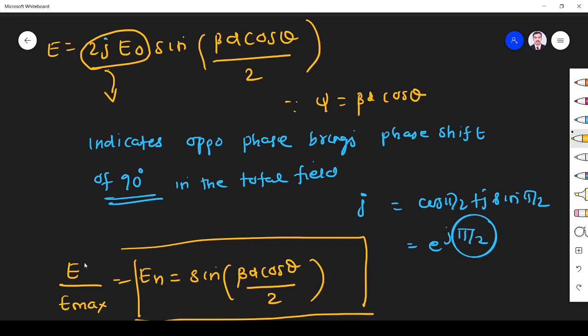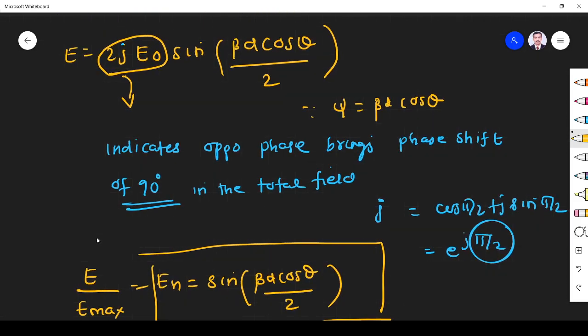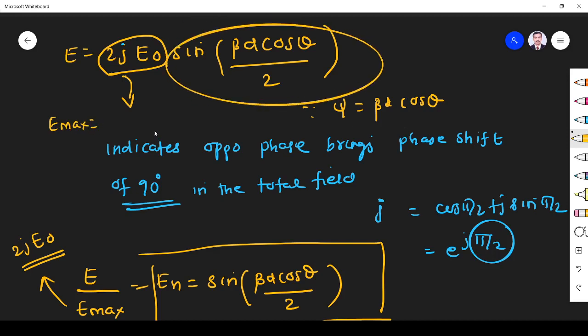Right? So E max is nothing but 2j E naught, the maximum value of the electric field. Why do I write E max equal to 2j E naught? For E, I have to find E max. We know that this is a sine term. A sine term has a maximum value of 1. It won't go beyond that, so that is the maximum value. So E max is equal to 2j E naught. So E by 2j E naught is nothing but sine of beta d cos theta by 2.